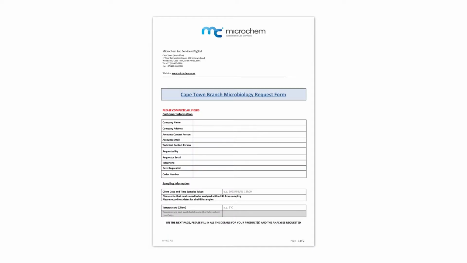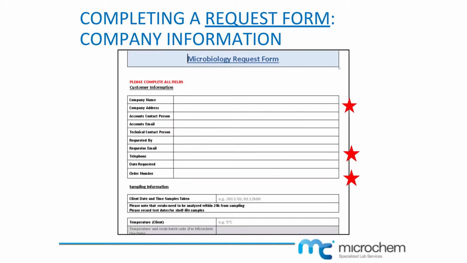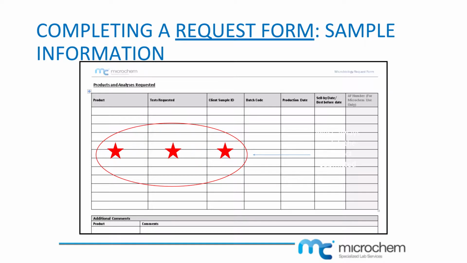In this video, we will be discussing sample submission and also what information we require for an illness report. Sample submission. All samples need to be submitted with a Microchem request form. Each sample needs to be labeled clearly on the sample container. Each sample needs to be recorded on the request form on its own line, as each sample submitted is given a unique lab ID number.